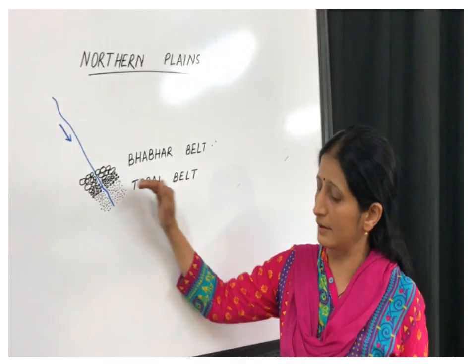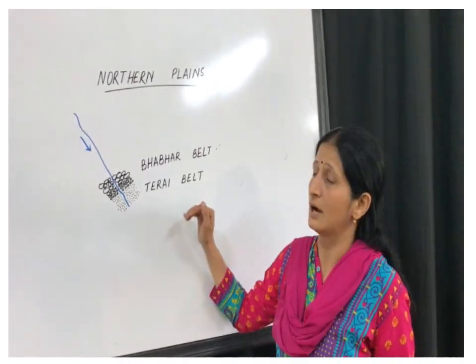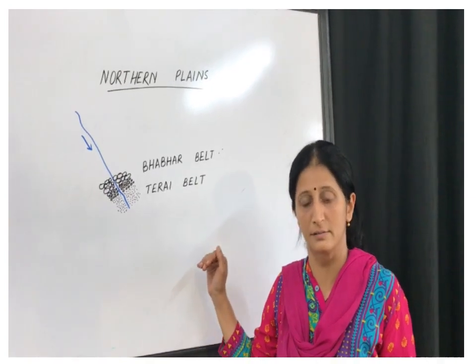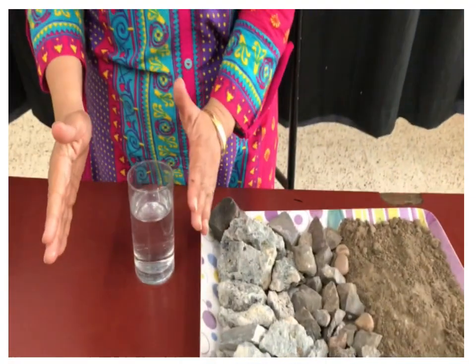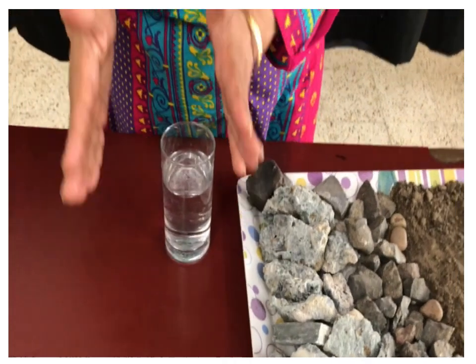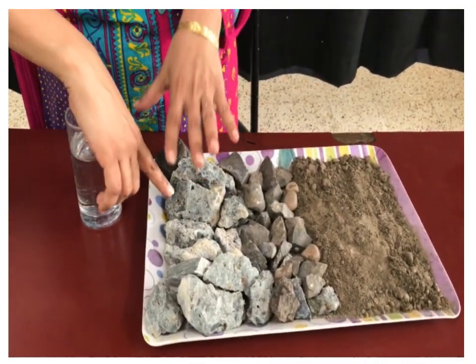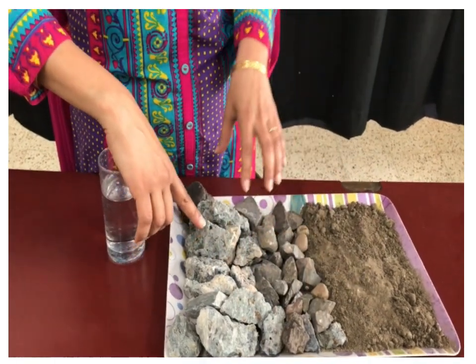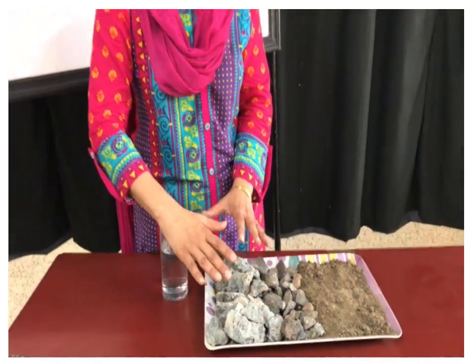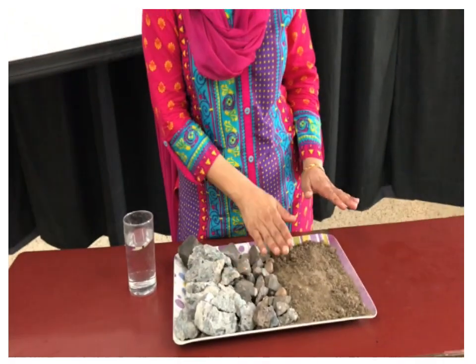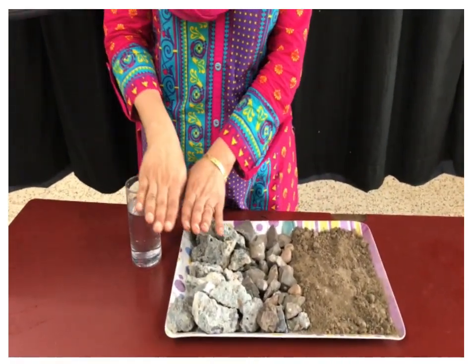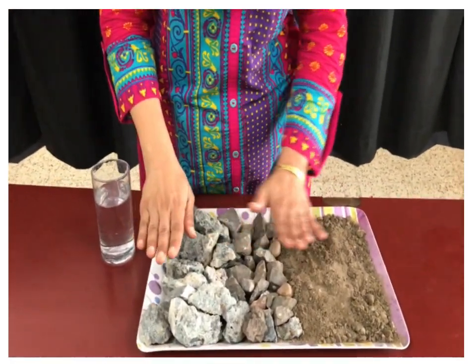How the Bhabar and the Terai belts have formed at the foothills of the Himalayan range. Imagine that the mountain range is on this side. When the river is flowing down the mountain, it deposits all the large pieces of rocks first. And because the slope, the gradient of the land, has changed, the flat land starts here.